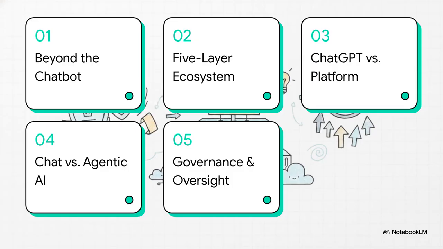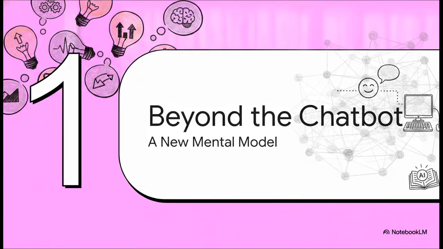Here's our quick roadmap for today. We'll kick things off with Beyond the Basic Chatbot. Then, we'll unpack the 5-layer ecosystem, compare ChatGPT versus the platform, explore conversational versus agentic AI, and wrap it all up with governance and human oversight. All right, part 1, Beyond the Basic Chatbot.